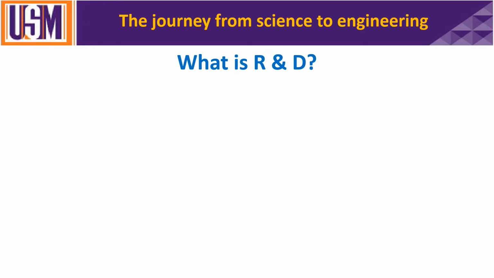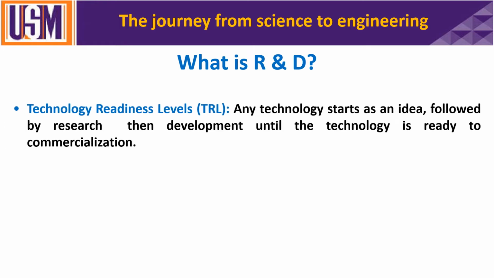So what is R&D? R stands for research and D stands for development. There is a terminology known as TRL, technology readiness level. So any technology starts with the idea, then this idea will be researched to prove the concept, then developed until it is a pilot plant. Then we further develop until it is a commercial product through levels of TRL.